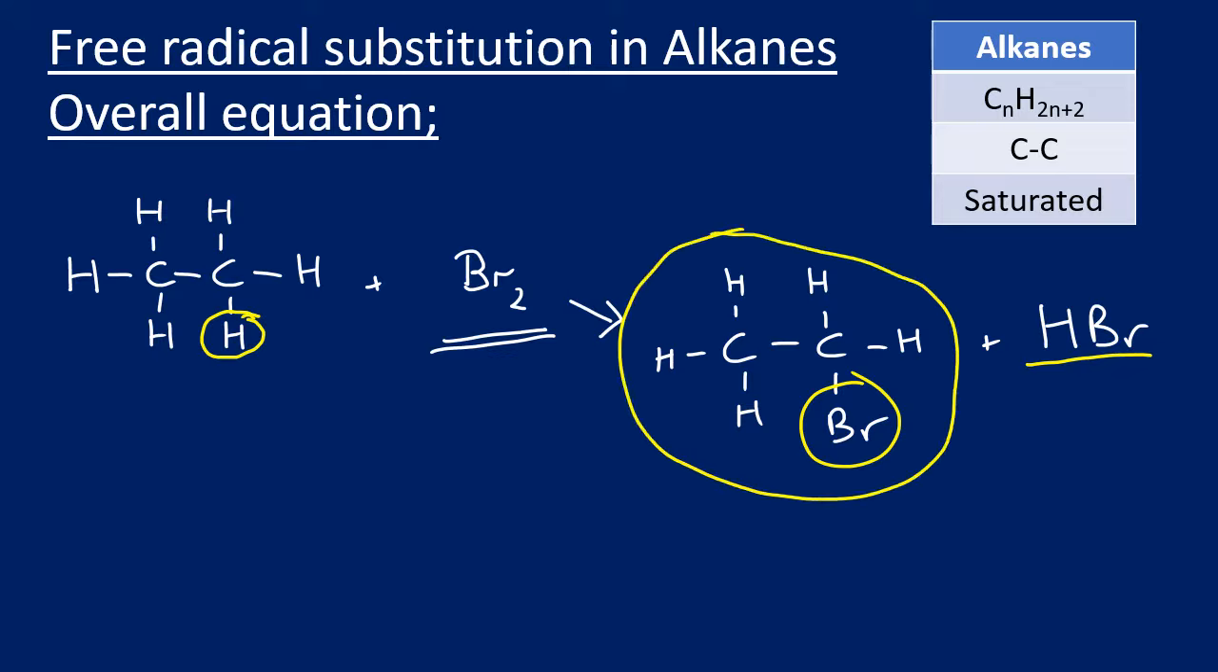In order to do that, we did need UV light. So this would be our overall equation here. It's one molecule of our alkane reacting with one diatomic molecule of the halogen, forming the halo alkane and HX, or the HBr in this case.